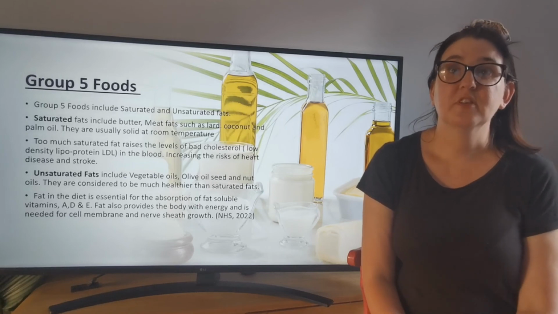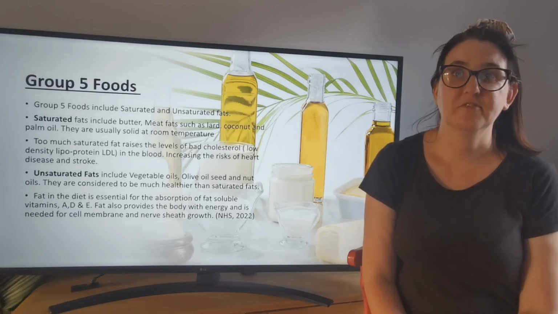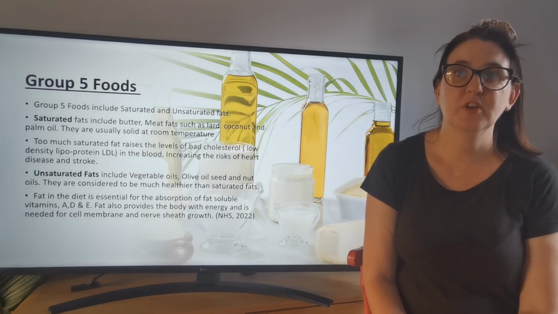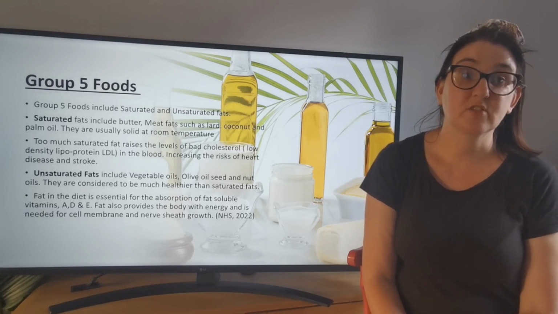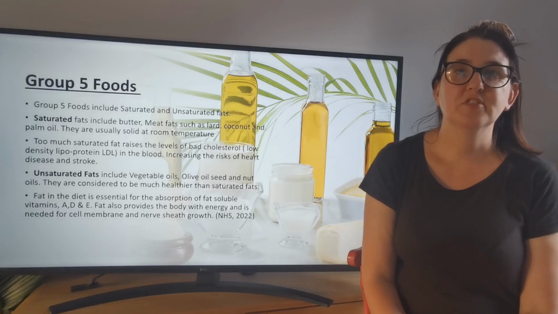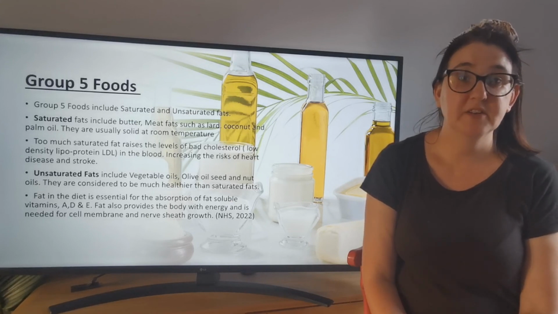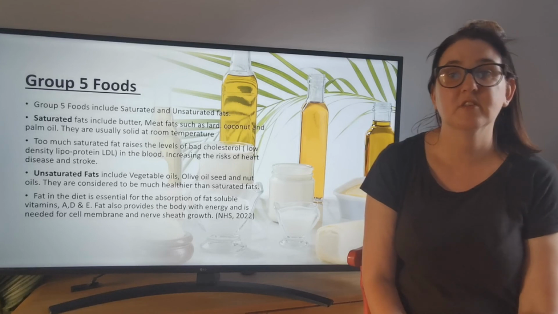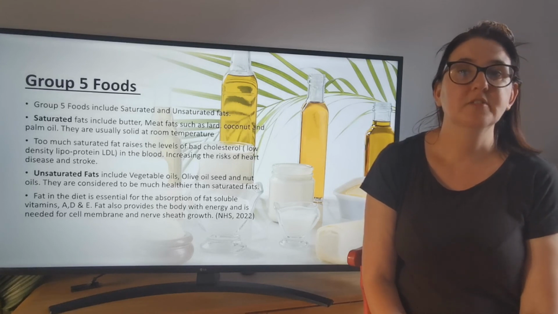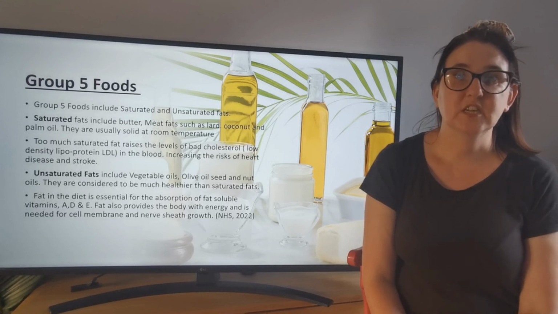Group 5 foods include saturated and unsaturated fats. Saturated fats include butter, meat, fats, coconut and palm oil, and they are usually solid at room temperature. Too much saturated fat raises the levels of bad cholesterol in the blood, increasing the risk of heart disease and stroke. Unsaturated fats include olive oil, vegetable oil, seed and nut oils.